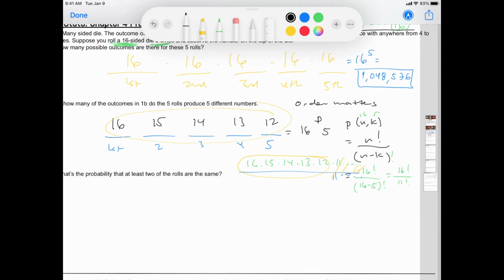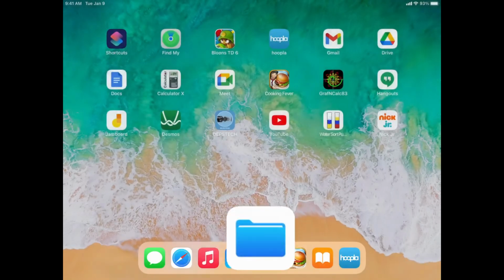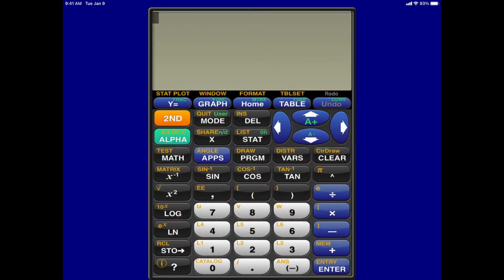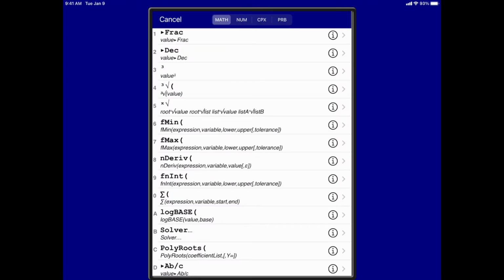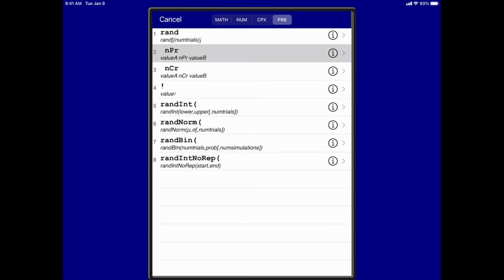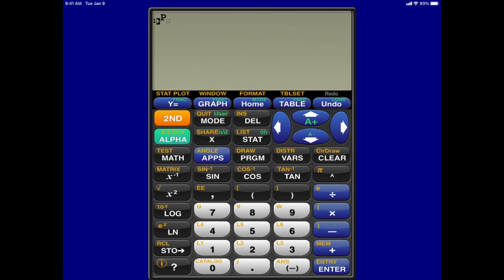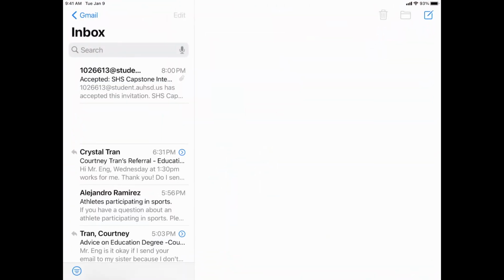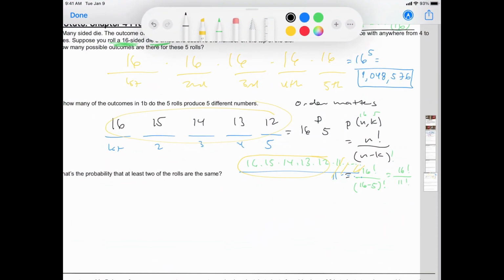And if you multiply those numbers, let's just double check that. So I'm going to go to math, probability, nPr. Out of 16 numbers, go to the right, pick 5, enter. 524,160. Pick the wrong one. 524,160 is our answer. All right, let's go on now to 7C.